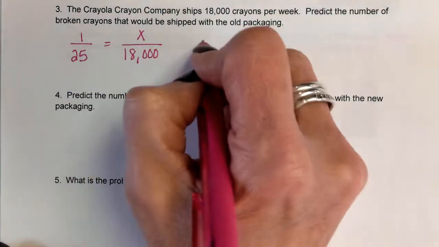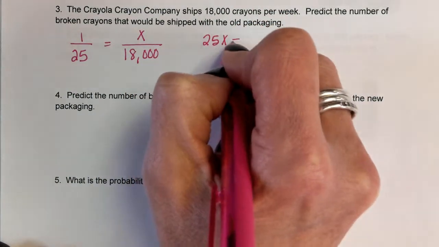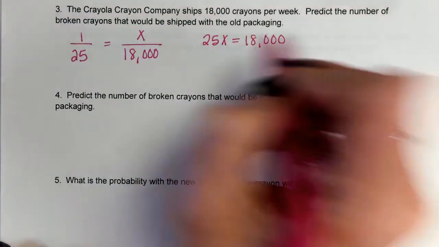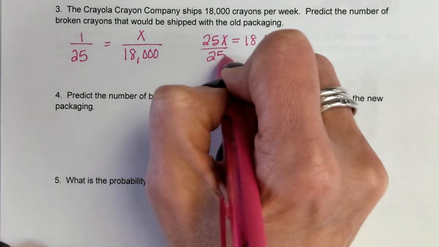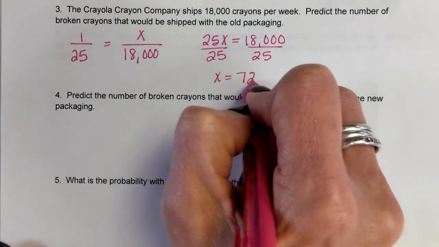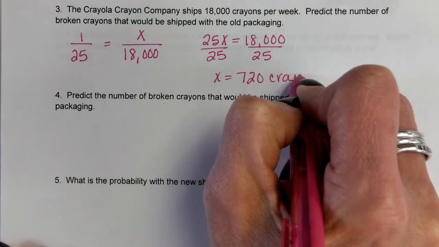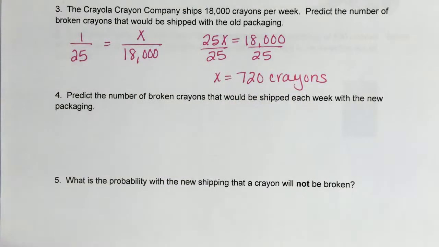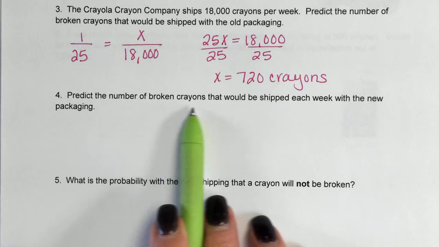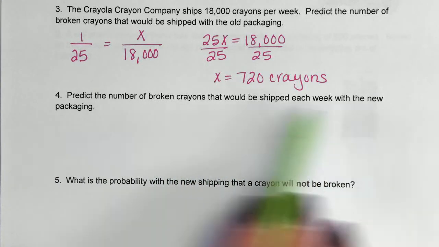So 25 times x is 25x, and 18,000 times 1 is 18,000. We're going to divide by 25 because that's our coefficient of x, and we're going to find that about 720 crayons should be broken based on the old packaging. Okay? So now we want that same information, but we want to predict the number of broken crayons that would be shipped within a week with the new packaging.